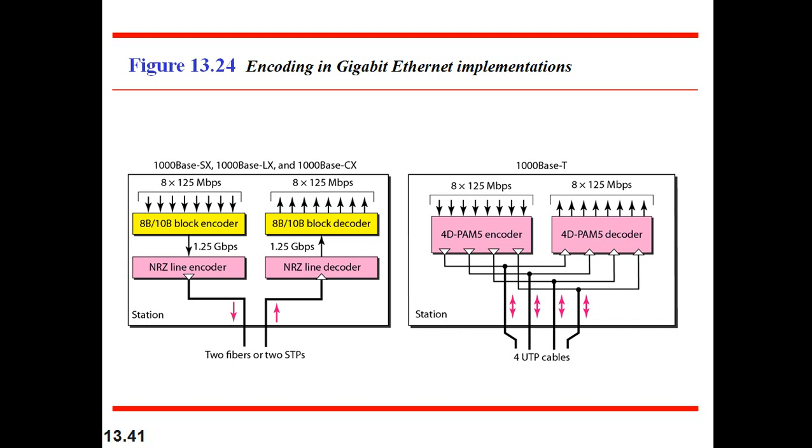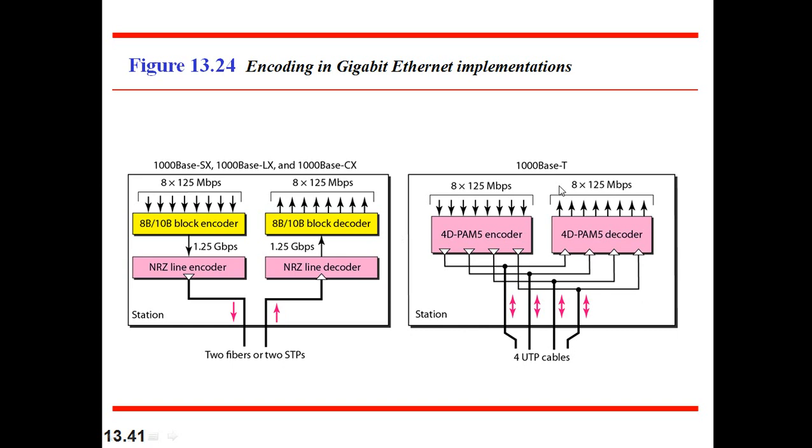For that purpose, we are using an 8B/10B block encoder here. In turn, that produces around 1.25 Gbps of data rate. This information is fed through the NRZ, so that we are able to achieve 1000 Mbps, or 1 Gbps, of data rate.